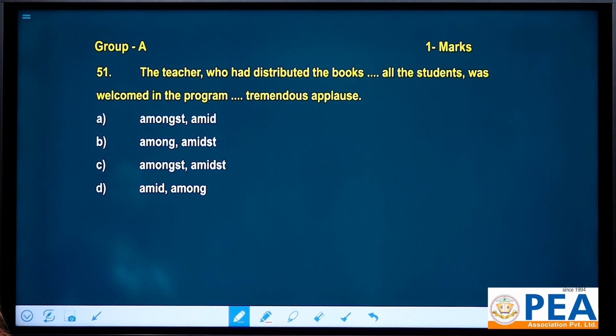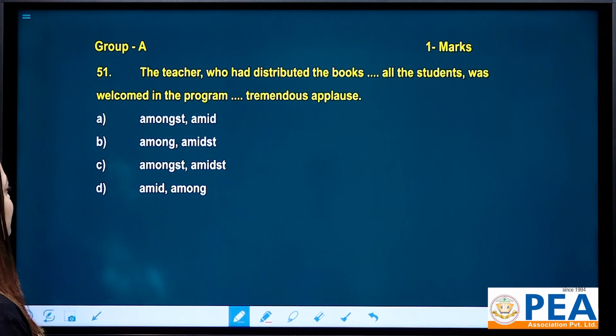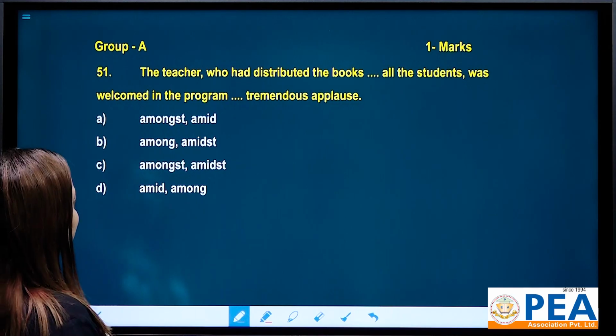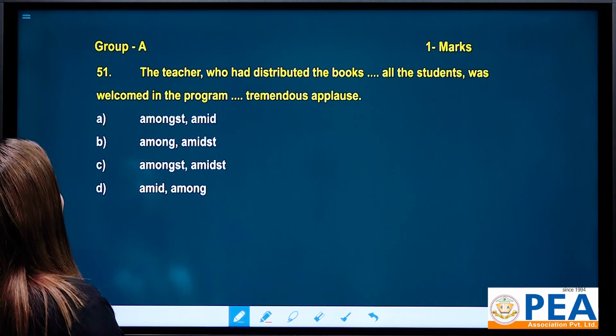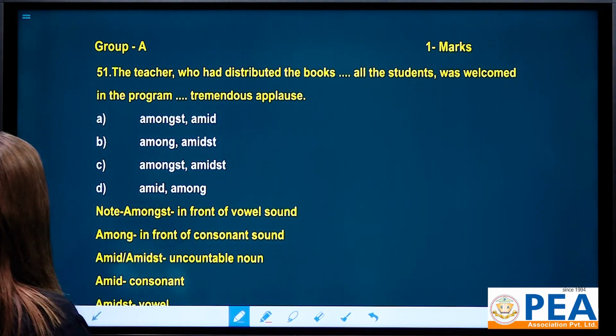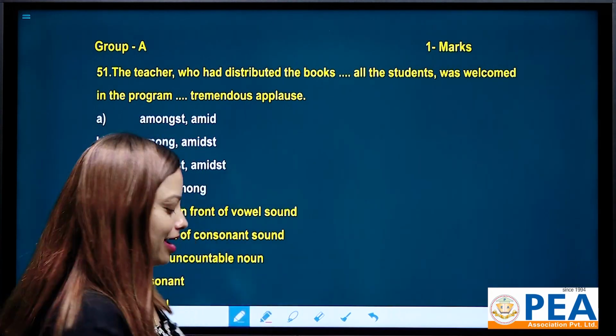Okay, we have 4 options, and these options are like amongst, amid. Option number B, among, amidst. Option number C, amongst, amidst. Option number D, amid and among. Let's talk about the answer. Here the correct answer is option number A.